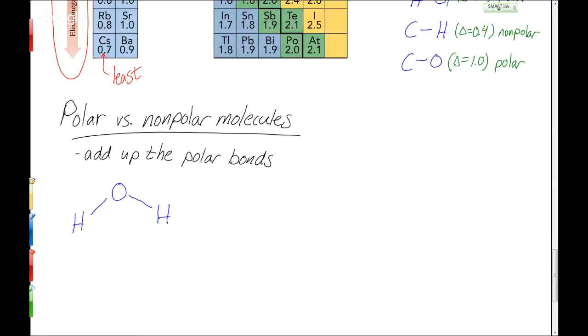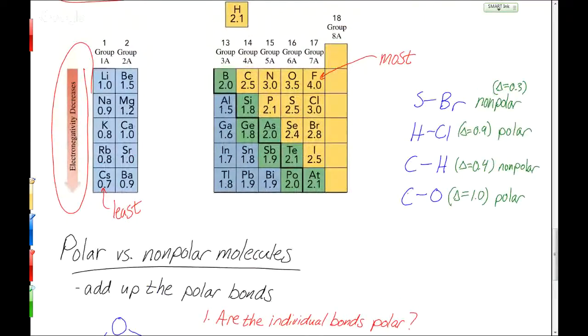Okay, so the first question we need to ask is, are the individual bonds polar? So in this water molecule, what are the individual bonds made of? O and H, they're OH bonds. So does OH make a polar bond? Yes, it does. Do you see that? Big difference in electronegativity. So that means the electrons are going to be pulled toward the oxygen.